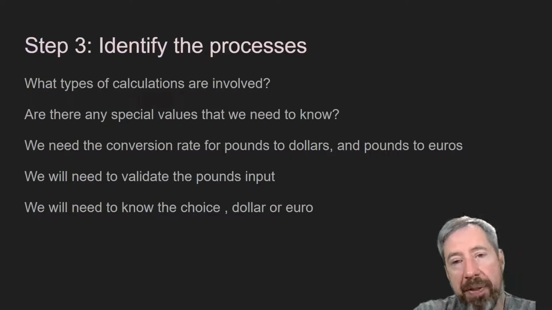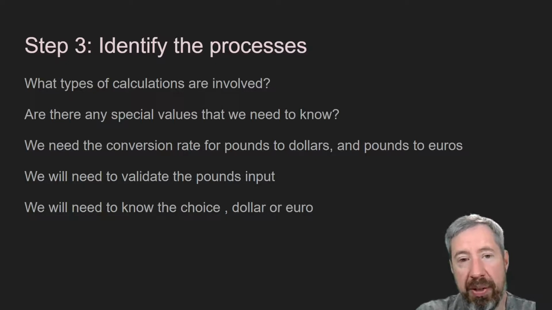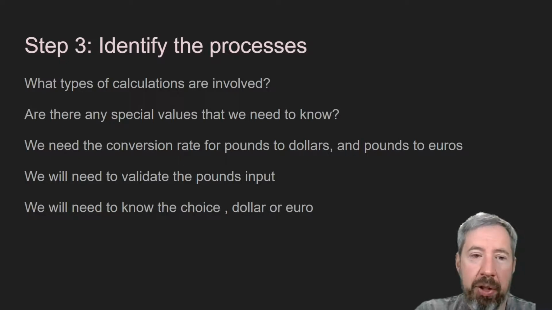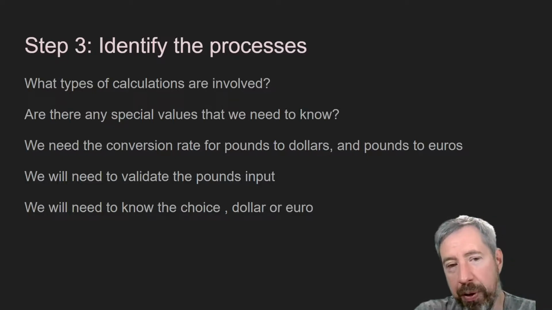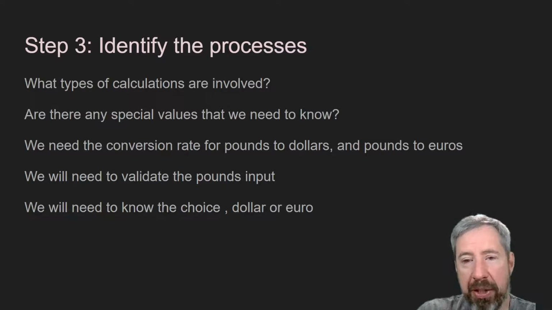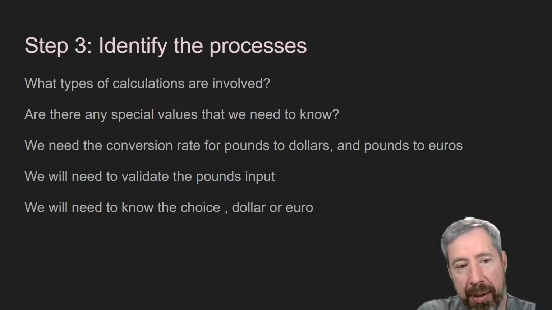Okay, after we've got the information from the user, we need to think about what calculations we're going to do. Are there any special values we need to know? So if we were creating a program to calculate the area of a circle, we would need to know the value of pi. In this case, we need the conversion rate for the pounds to dollars and pounds to euro. So those two numbers, we actually need them before we can begin.